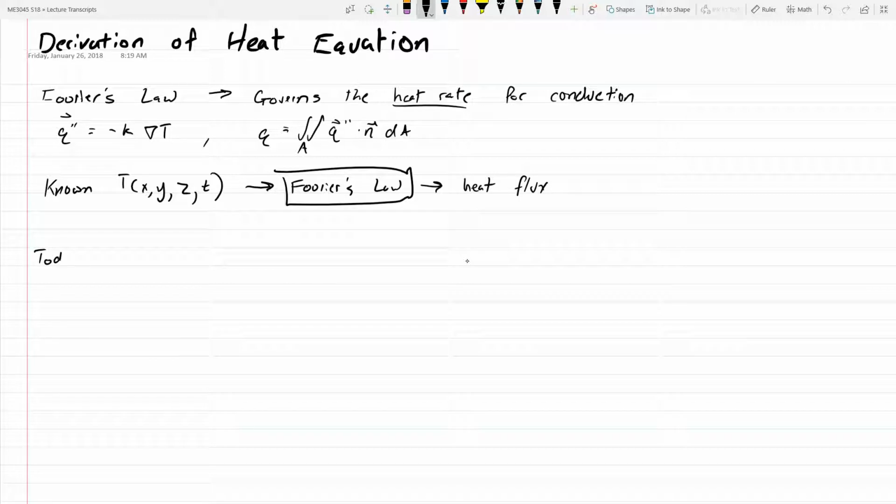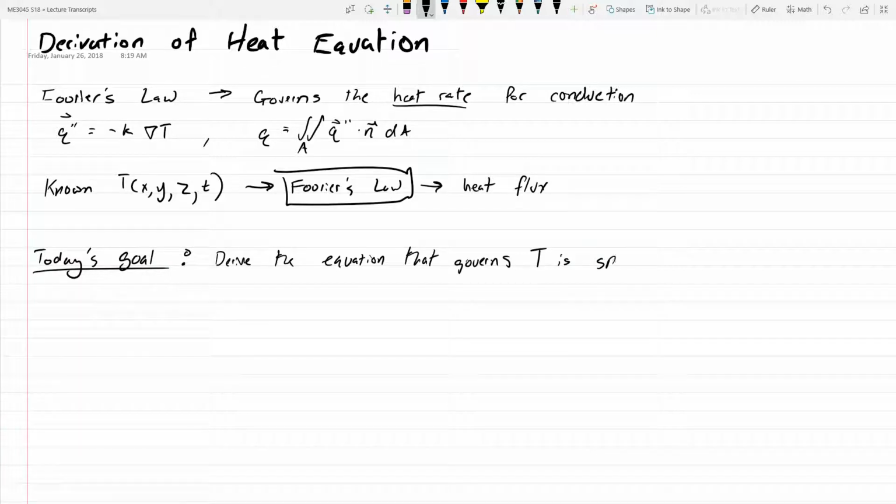So the overarching goal of this derivation is going to be to derive the equation that governs T in space and time.